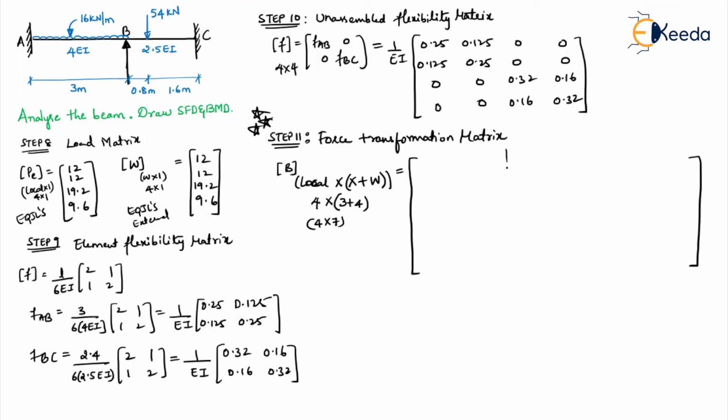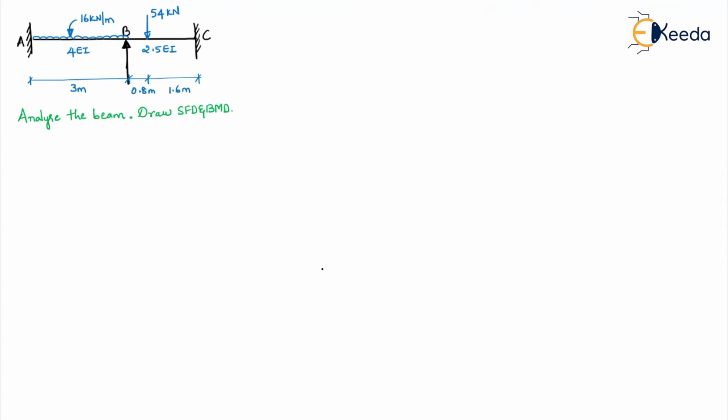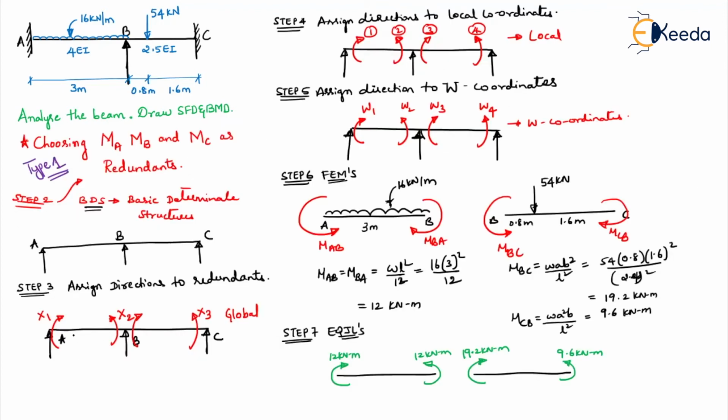So 4 into 7, let's put it here. So first we have to write your X values. So how many X we have? X1, X2, X3. Alright, so initially X1 will be 1, next X2 will be 1, and here X3 will be 1. Right, here similarly W1 will be 1, W2 will be 1, W3 will be 1 and W4 will be 1. You have to see what is the effect on the local coordinate. So if X1 is 1, only local coordinate 1 will be affected. Coming to X2, 2 and 3 will be affected, and for X3 only 4 will be affected.